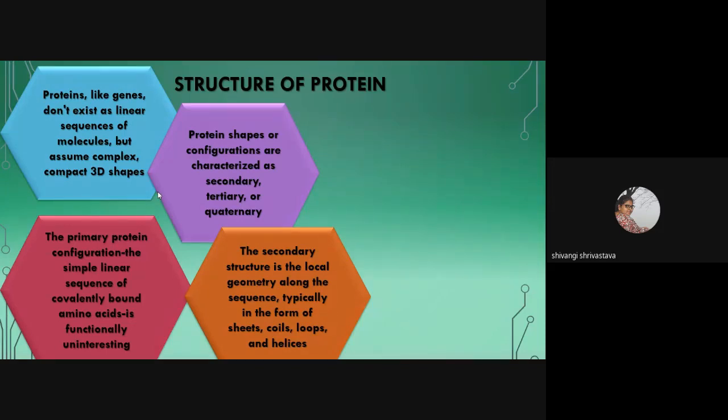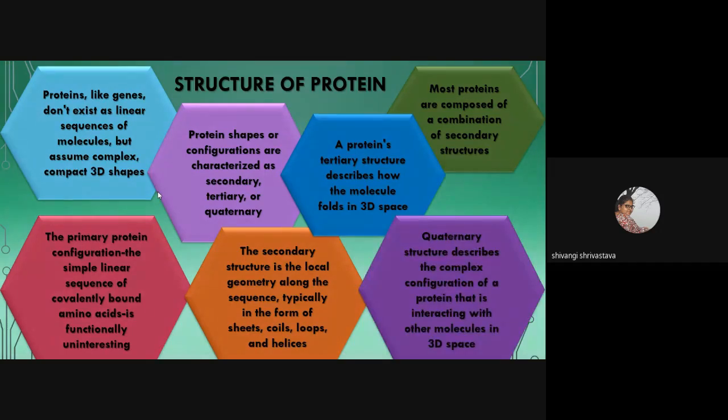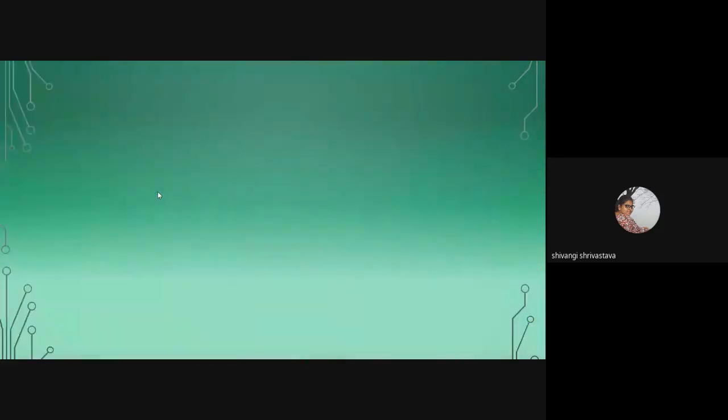The secondary structure is the local geometry along the sequence, typically in the form of sheets, coils, loops, and helices. Most proteins are composed of a combination of secondary structures, and a protein's tertiary structure describes how the molecule folds in three dimensions. And quaternary structure describes the complex configuration of a protein that is interacting with other molecules in 3D space.